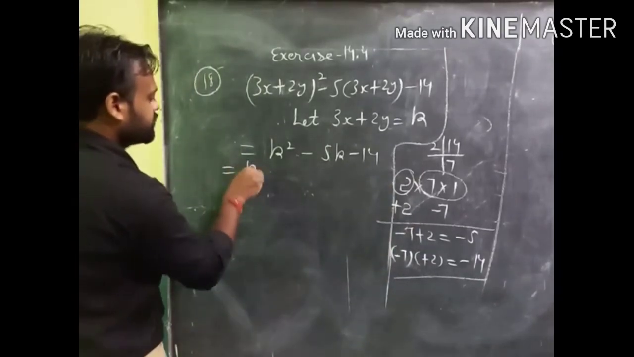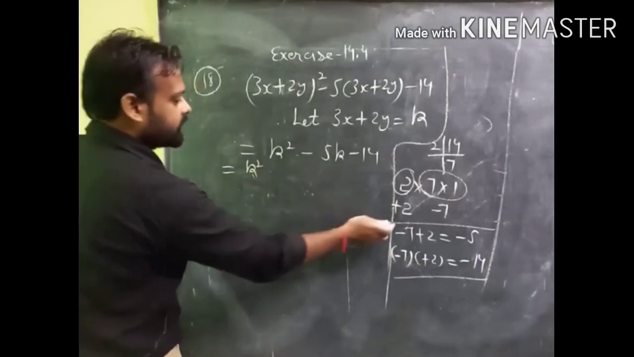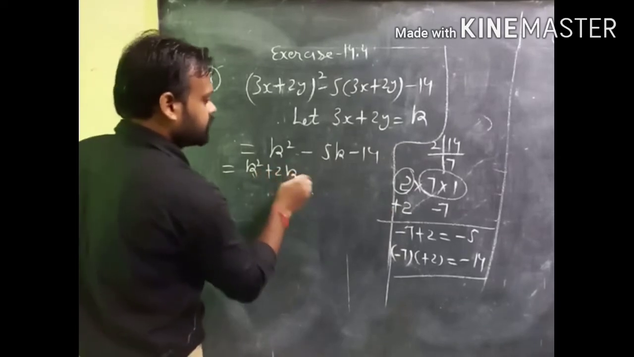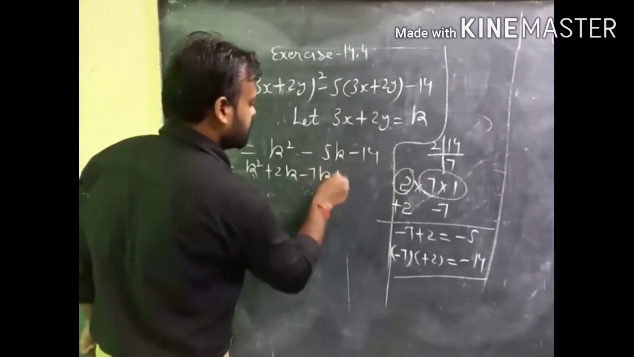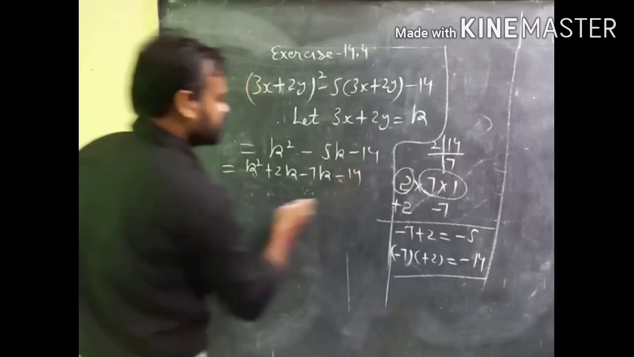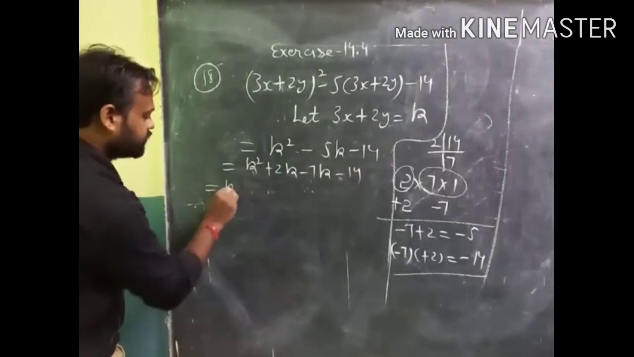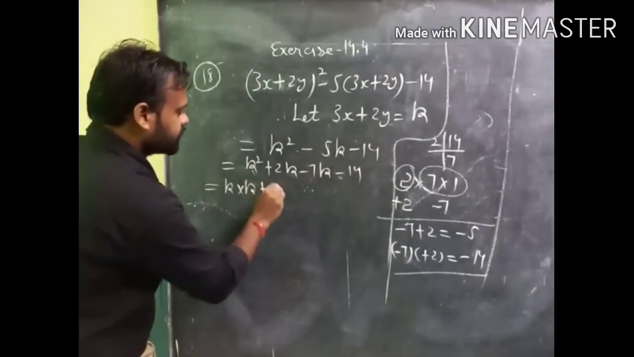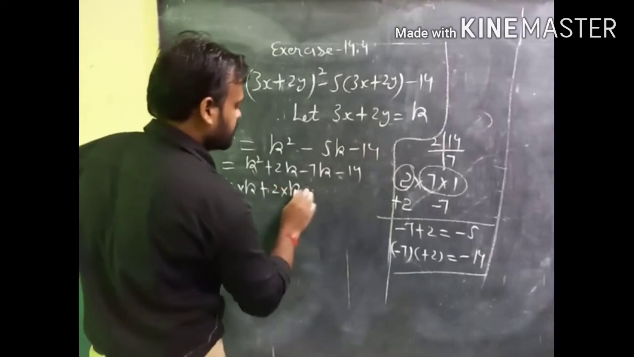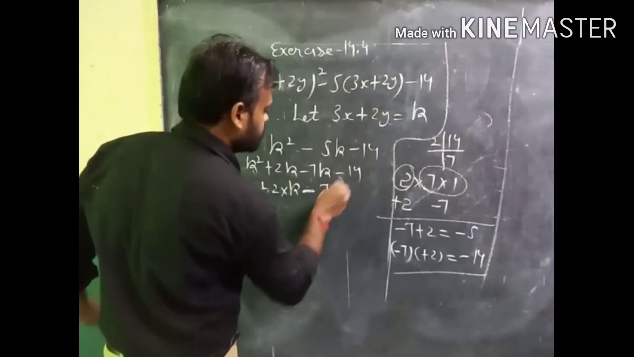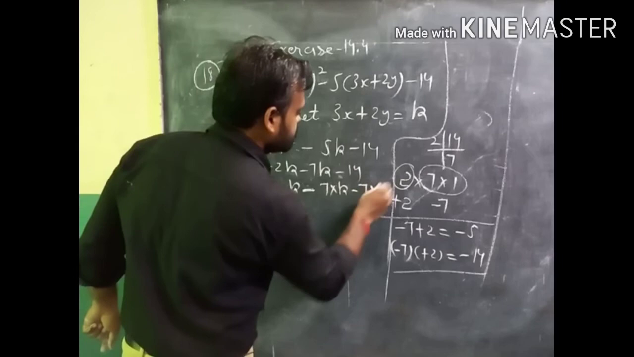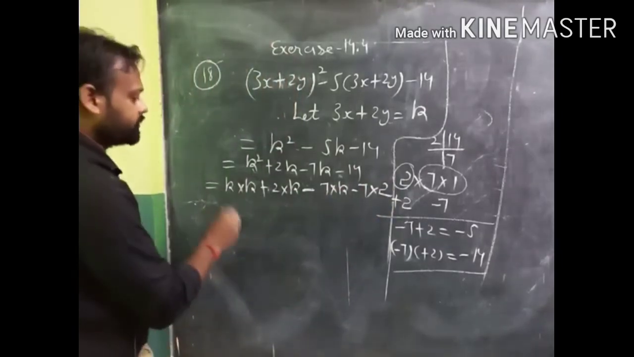So now the next step is very easy. Write down k square and then plus 2k and then minus 7k and then minus 14. So now make the factors: k into k and then plus 2 into k, and then this 7 into k minus 7 into 2 is 14. So like this way we can make the factors.